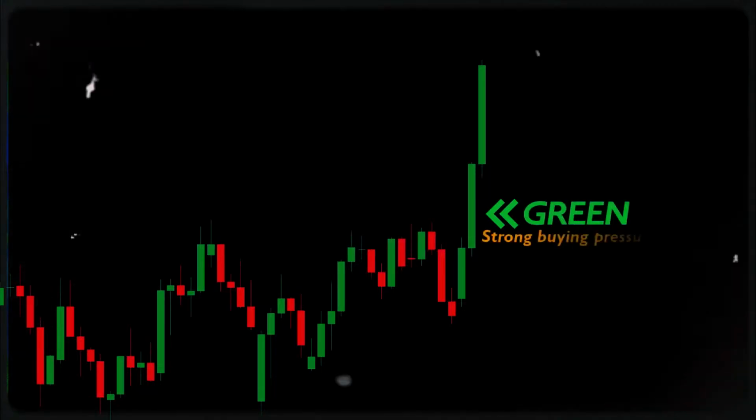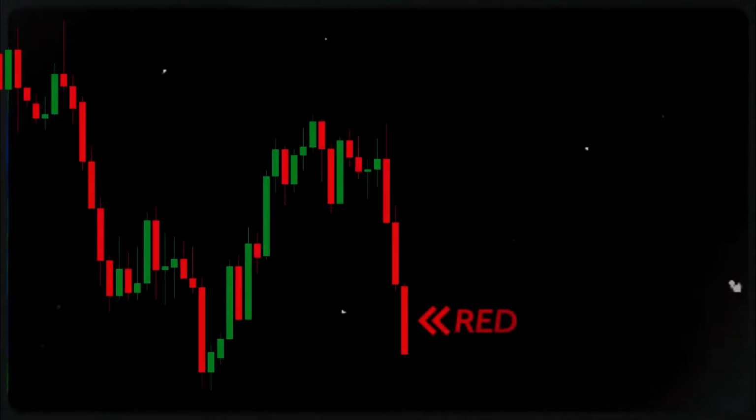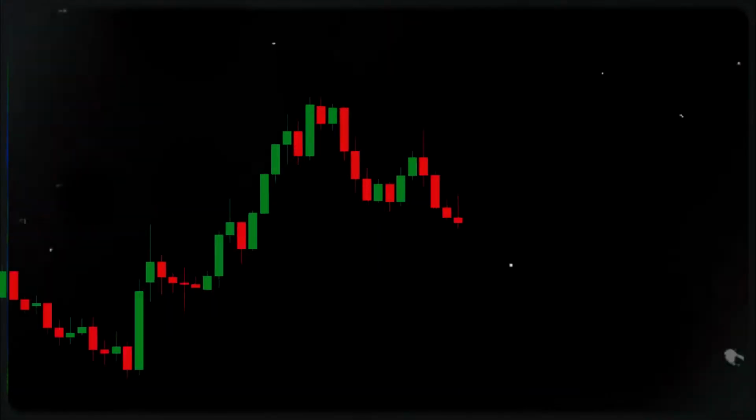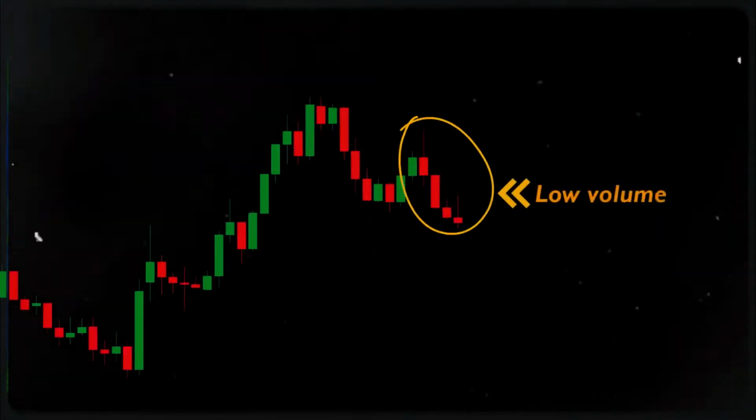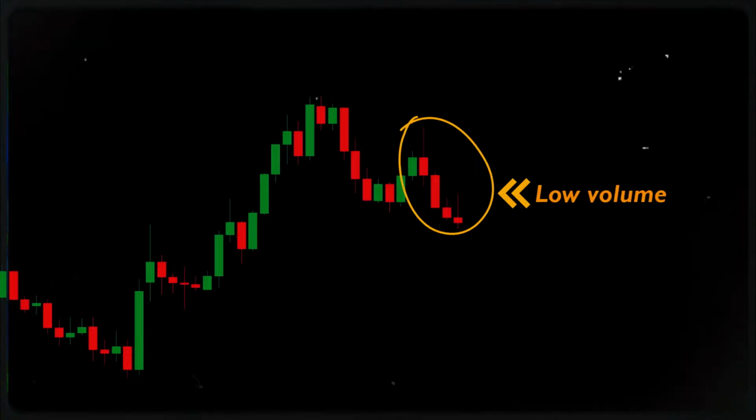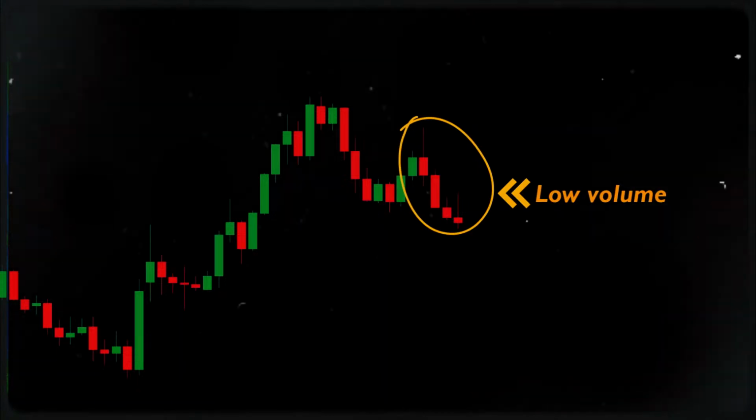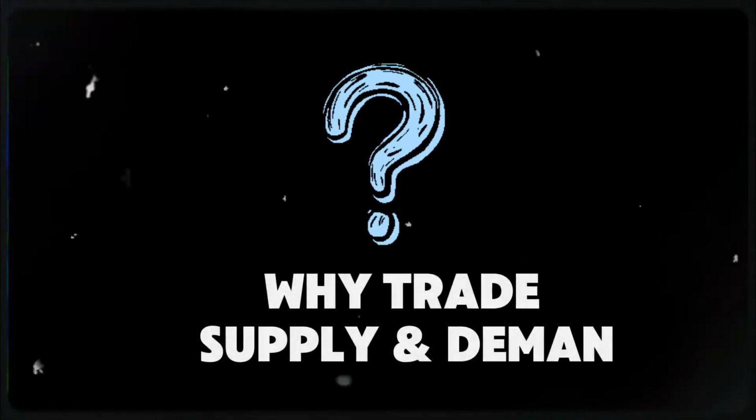Here is the roadmap for today. By the end of this breakdown, you will be able to do 3 things. First, you will know exactly how to spot a high probability supply or demand zone on gold, not a line, a zone before price even arrives.